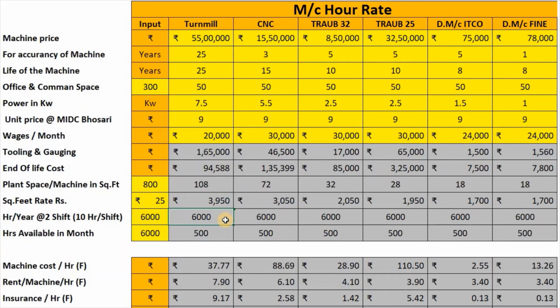Then the shifts we consider are on a 2-shift basis with 10 hours per shift, and based on that, for 300 days, how many hours we have, and per month how many hours we have. So this is the first half of the sheet which you have to fill, and the balance will calculate automatically.